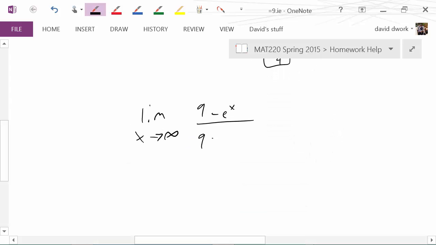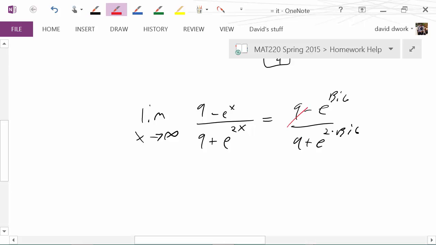Where I might have 9 plus e to the 2x. So does this 2 up here in the exponent matter? Well, it absolutely does. And does it affect my answer? Yes, it absolutely does. And here's the reason why. When we think about this, it's going to be e to the big over 9 plus e to the 2 times big. And for the same reason as before, we can throw out this 9 and the two 9s.